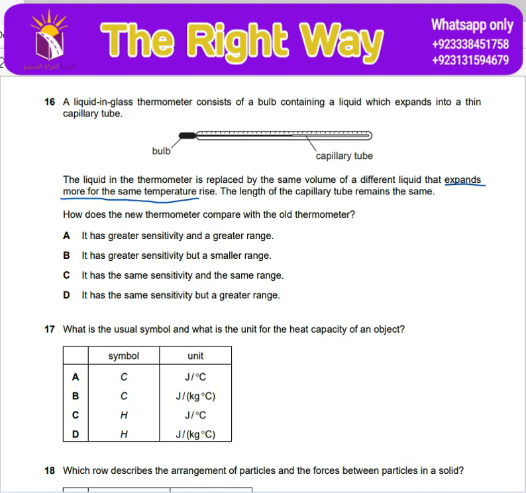It has greater sensitivity and greater range. Yes, its sensitivity is greater, but its range is not greater. Its range is not greater because it expands more for the same temperature. For example, the first expands till here for 1 degree centigrade, the other will expand maybe till here for 2 degree centigrade. So its range will be less. It has greater sensitivity but a smaller range. B is the right answer.